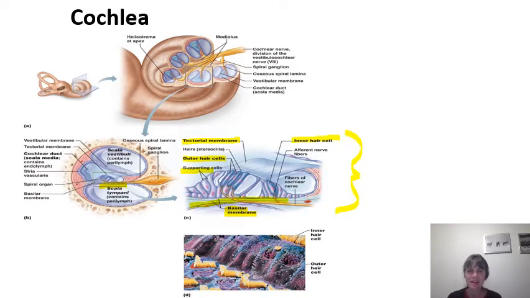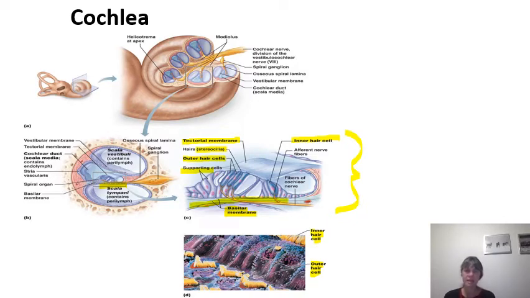The hair cells have tiny little hairs called stereocilia that project up into the tectorial membrane, so they're actually kind of embedded in it. And here we can see in the picture below the outer hair cells projecting through the tectorial membrane and the inner hair cells doing the same.